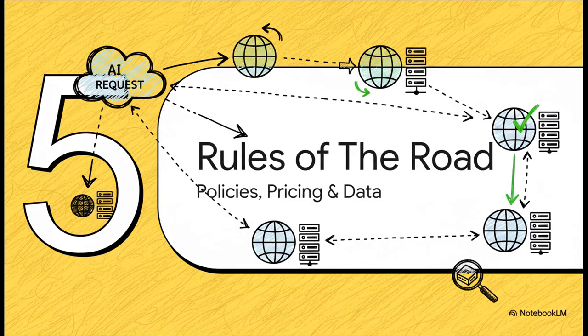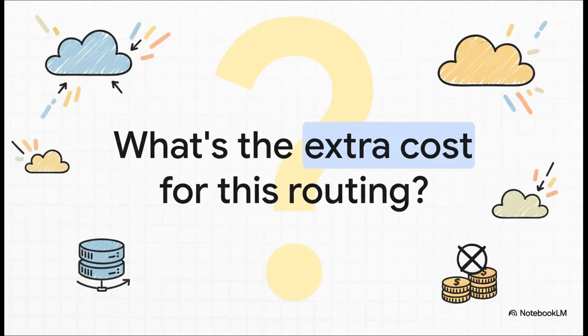Okay, hold on. Before you run off and just flip the switch on this, there are a few, let's call them rules of the road, that you absolutely need to know about. We've got to talk policies, pricing, and how your data gets handled. And you know what the first question is, right? It's always the same. Okay, what's this going to cost me? What's the extra charge for all this fancy, intelligent, cross-region routing?